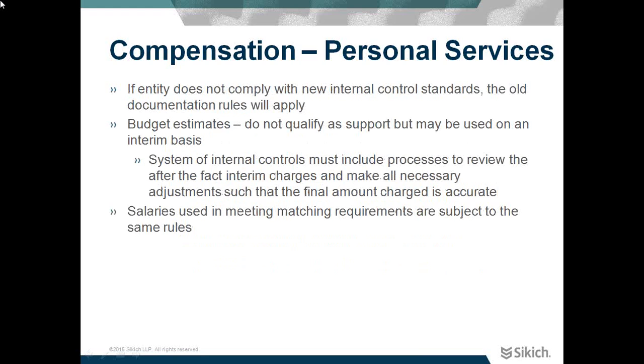Two things that we want to point out here are that budget estimates do not qualify as support, but you can use them on an interim basis. If you do use budget estimates as a charge on an interim basis, you are required to settle up at the end of the year when you do your grant closeout, so that whatever cost you're charging reflects the actual time spent. I don't see this happening very often out there in the world, but because you are required to reflect accurate time, the actual time, why not just do that on a consistent basis?